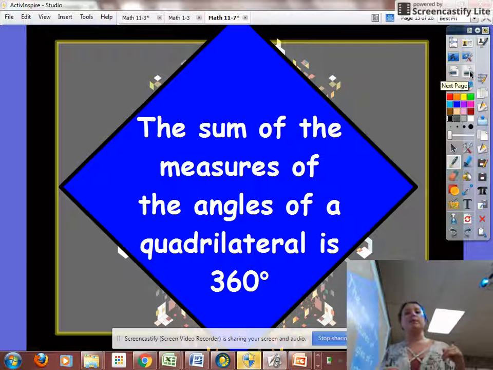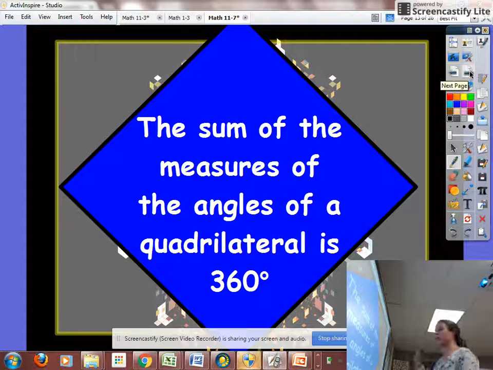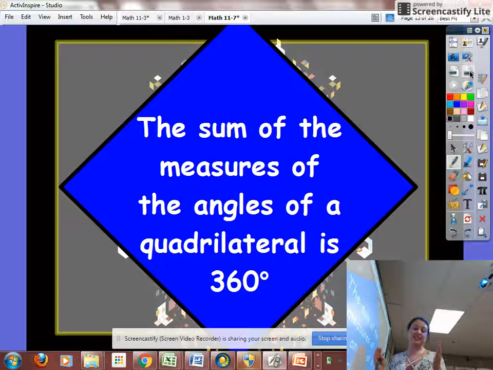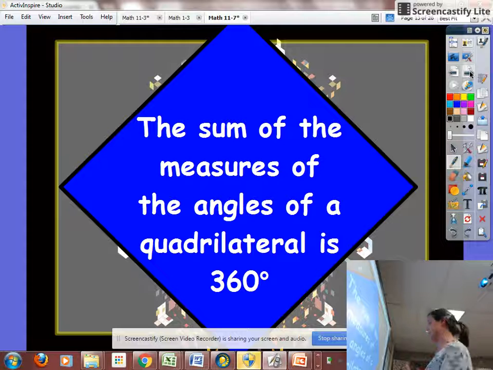Okay, so the sum, like we talked about today, triangles have to add up to 180 degrees. A quadrilateral has to add up to 360. It has another angle, so it has a total of 4 angles, when triangles only have 3. So that's why it has to add up to 360.